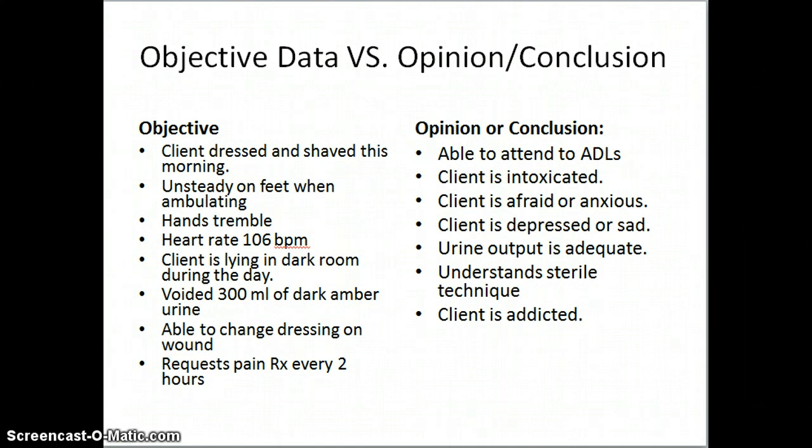Objective data versus opinion. Objective is what we notice that tells us about that patient, whereas our opinion might not be correct, and we need to be very careful with our opinion. If a patient comes into the ER and they smell of alcohol and they're slurring their speech and they're very loud and belligerent and unsteady, it would be very easy to chart the patient is drunk. But we don't know that for sure. What if they're having a stroke, a CVA, and that's causing their symptoms? So we want to chart objectively.